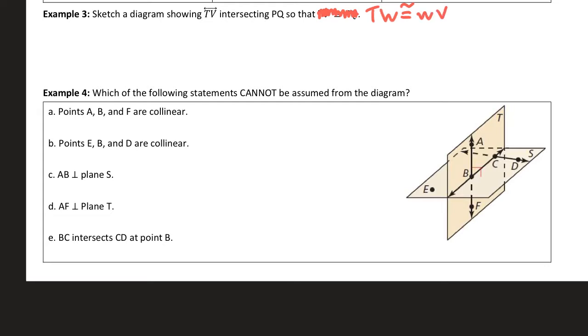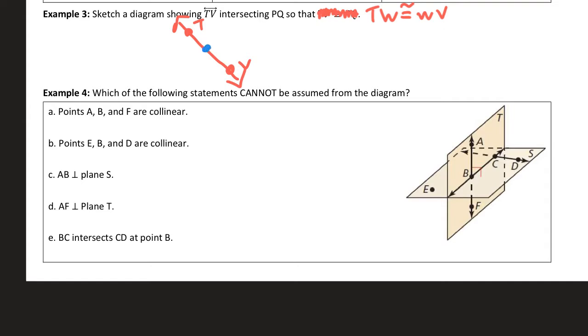So we're going to be drawing a line, because TV is a line. I'm going to draw a line, and I'm going to have that line contain points T and V, okay? And it says it's intersecting PQ. So I'm going to use a different color to draw PQ. The thing here we got to know is we're drawing it so that TW and WV are the same, okay? And I didn't mention point W, but this implies that PQ contains point W.